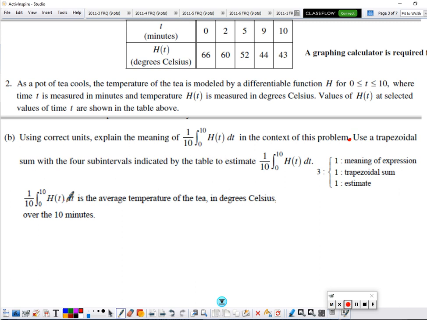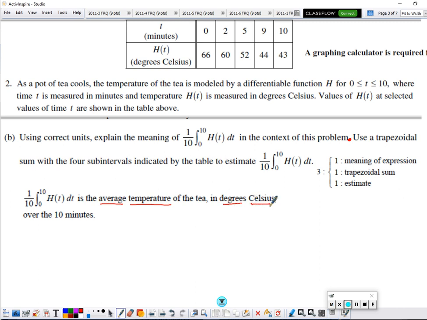So they wrote this integral is, and it's back to what Julia noticed, this is average. So we're finding the average temperature of the tea. You must say average temperature. You don't have to say of the tea. Like that is the average temperature in degrees Celsius. You have to say degrees Celsius.